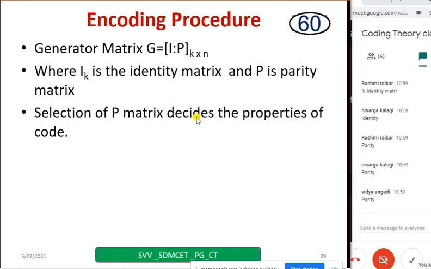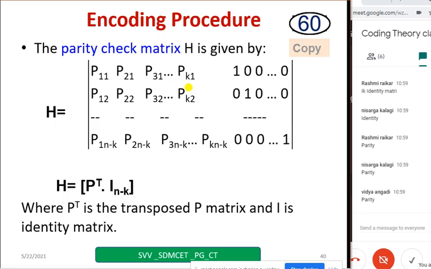Let me go to the next. The same thing, I am just telling you. If you want, you can note down one point. If you are already remembering, I will wait for 10 seconds, then I can go to the next. I is an identity matrix and P is a parity matrix, and the selection of the P matrix decides the properties of the code. So this is about G: identity matrix followed by parity matrix. H is the parity check matrix and is given by H equal to P transpose followed by I n minus k. You have to remember H equal to P transpose I. So first I write P transpose followed by I, the identity matrix, where P transpose is the transpose of the P matrix and I is the identity matrix. Take a minute and copy down.